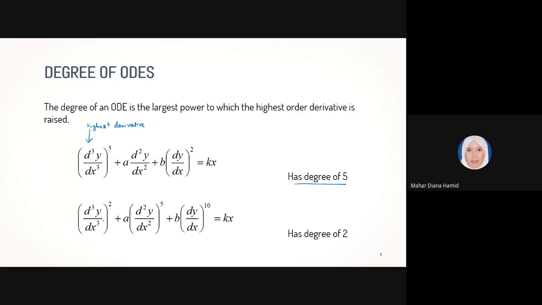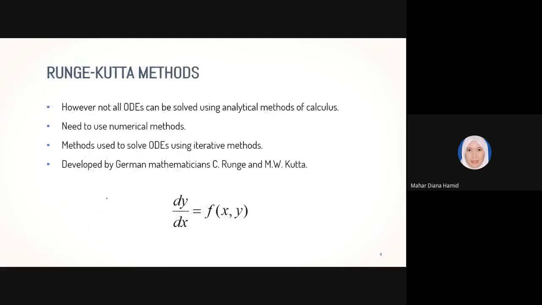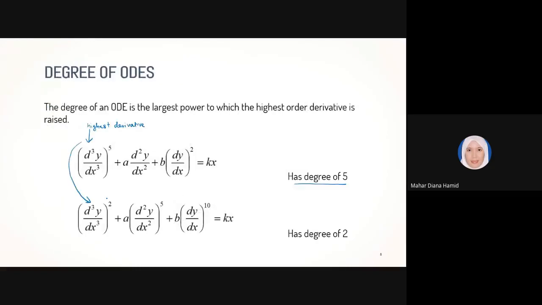For the second equation, we will see that the highest derivative here is actually this. However, the highest derivative has the second order, which means that it has a degree of 2. So this is how we classify the degree of an ODE according to its highest order derivative.